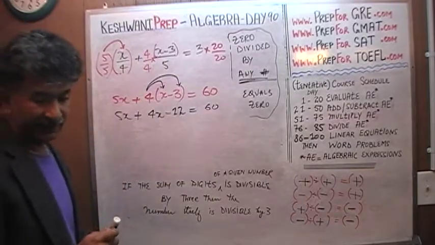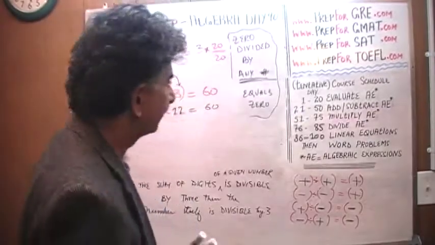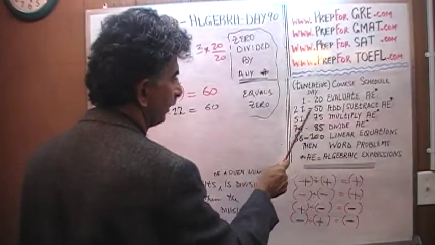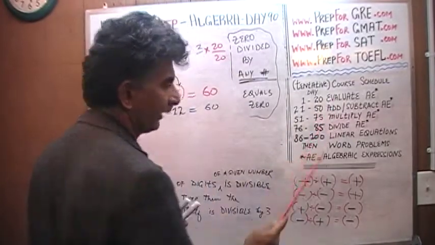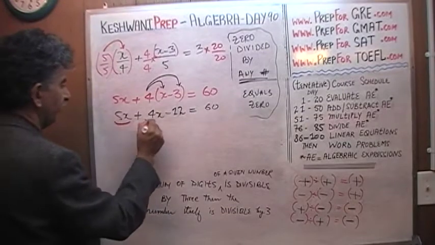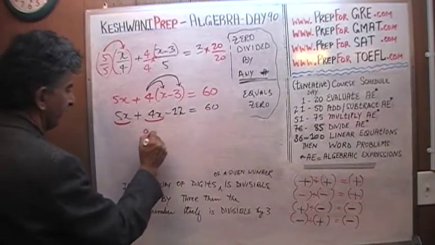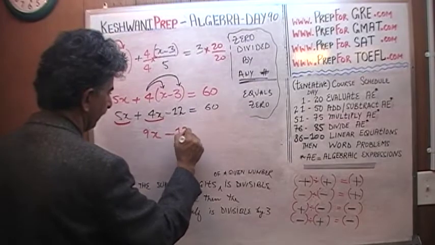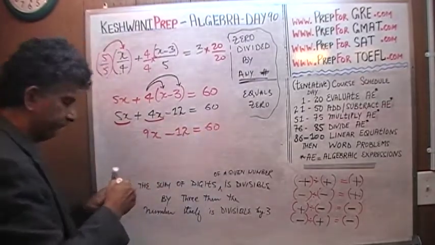Now we have to add the like terms, which is what we did day number 21 through 50. We learned how to add and subtract like terms, algebraic expressions. Here we have 5x and a 4x. 5x plus 4x make a 9x. 9x minus 12 equals 60.